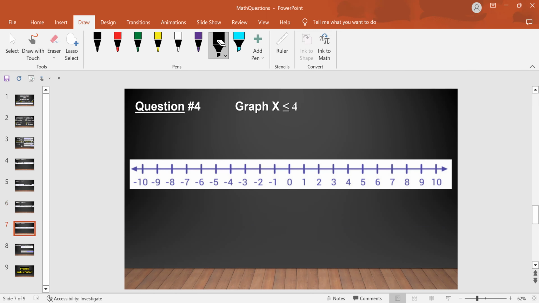Question 4. x is less than or equal to 4. So at 4, what's going to happen? It's going to be 4, I shade. Okay. Which side do I go? I'm looking for numbers smaller than 4. Yeah, it could be 3, 2, 1, 0, and so on. So go to this side.